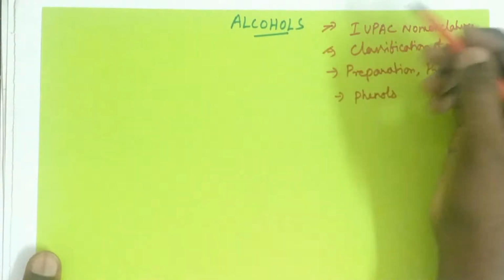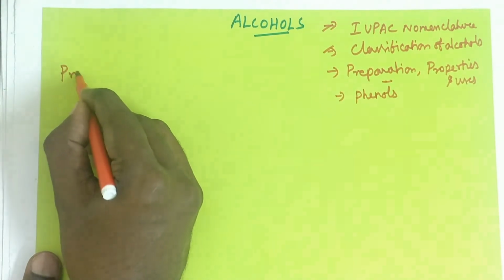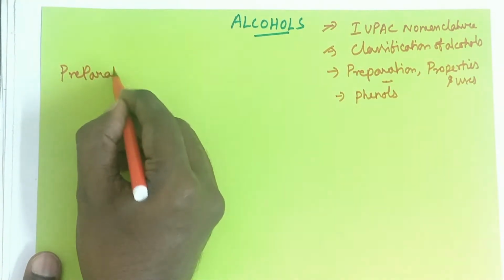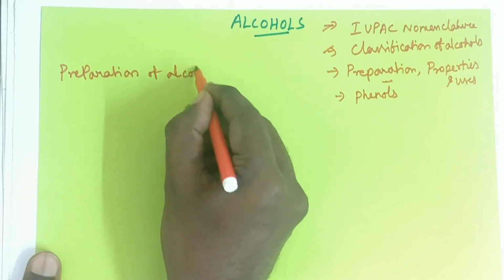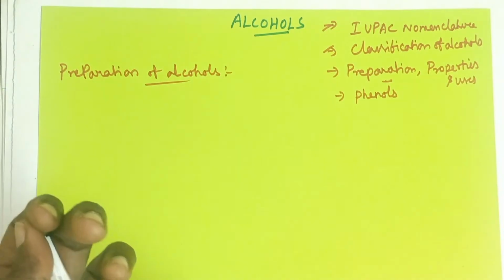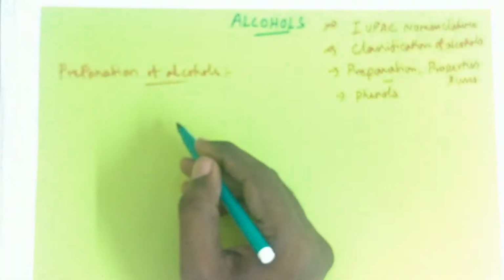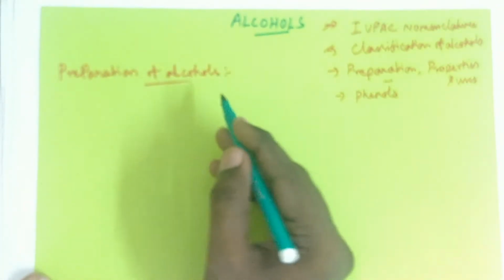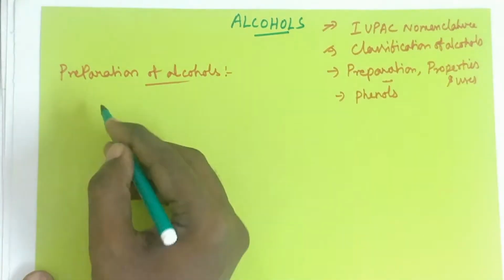So the first two we have already seen. Now we are going to see preparation of alcohols. Already in 11th standard we studied nucleophilic substitution of halides and conversion of alkenes to alcohols. These are some of the preparations of alcohols. Before going to study this topic, we have to recollect one topic.